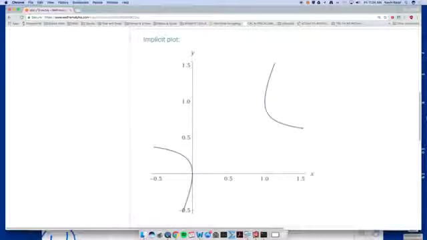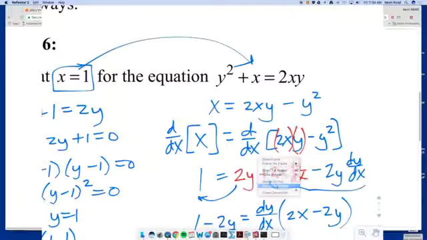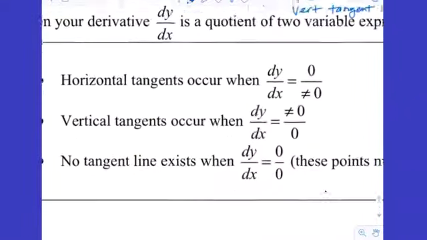Now, let me kind of add something to this question here. One of the common things you're going to be asked to do once you have your implicit derivative equation is you're going to be asked to determine the following.